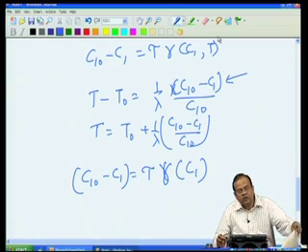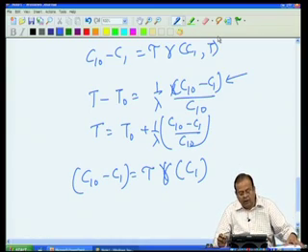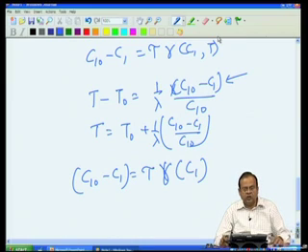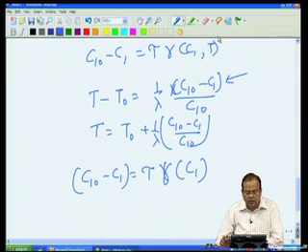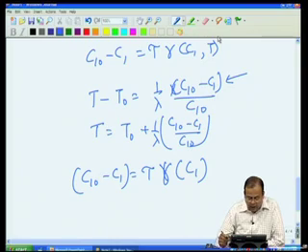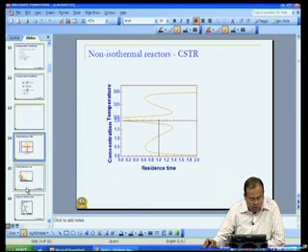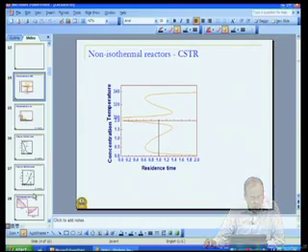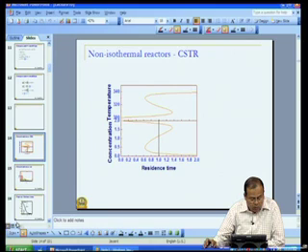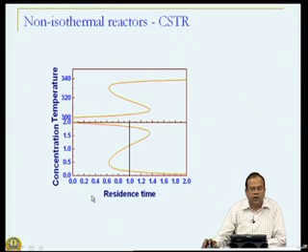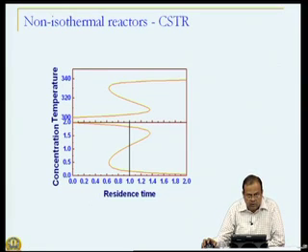So, now let us try to look at what happens in a reactor, in a stirred tank reactor as well as plug flow reactor when we have adiabatic operation, and this is what is shown in this particular figure over here. When we have a non-isothermal reactor in a stirred tank operation.